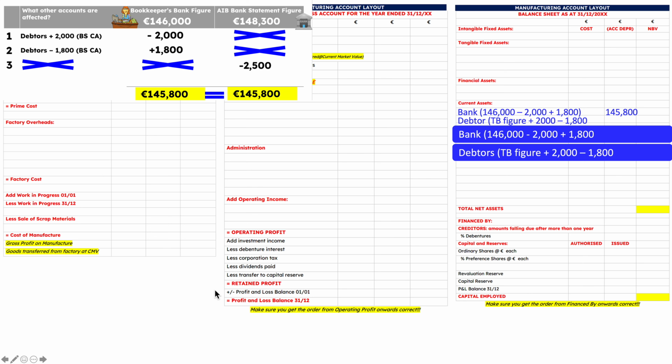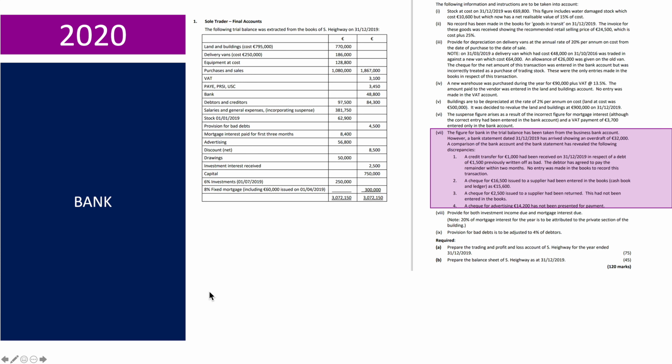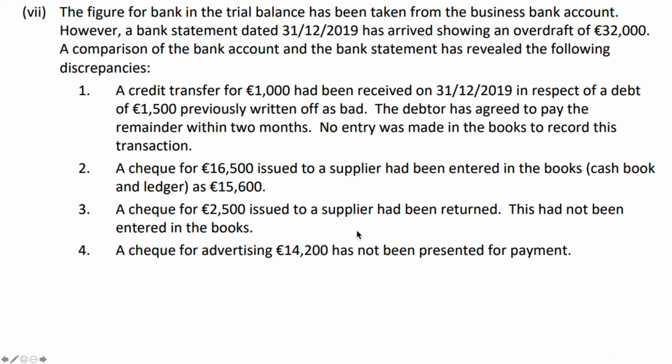So now moving on to the 2020 question. So there's the bank adjustment there. Again, it looks absolutely huge compared to all the other adjustments, but as you know, it's not that difficult. So adjustment number 7. The figure for bank in the trial balance has been taken from the business bank account.